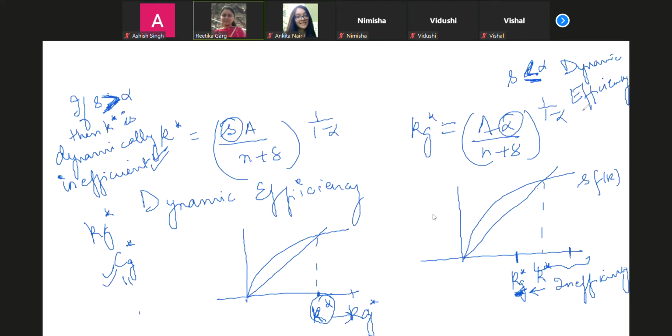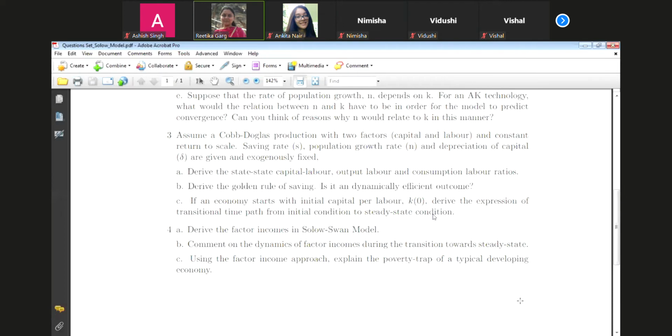Okay, so this is about efficiency, dynamic efficiency. Now the question is, if an economy starts with initial capital labor ratio K0, derive the expression of the transitional time path from initial condition to steady state condition. So you have seen where you begin and where you end up. Ultimately you end up with the steady state, and you begin with some capital labor ratio K0. But what happens in the interim?